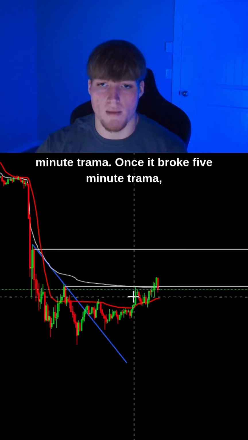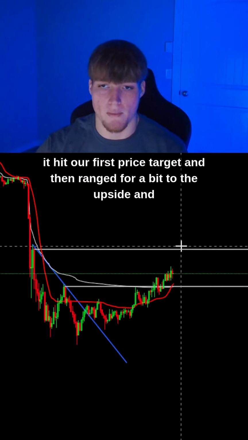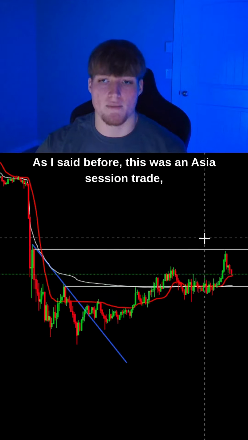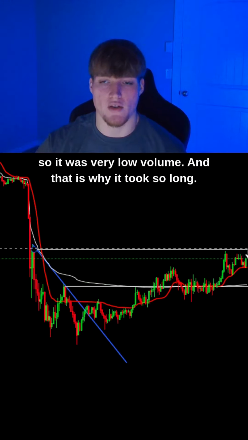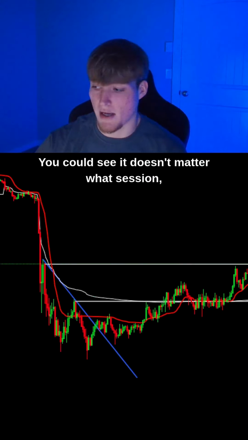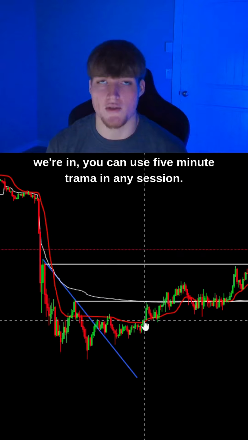Once it broke 5-minute trauma, it hit our first price target and then ranged for a bit to the upside and ended up taking out that second price target eventually. As I said before, this was an Asia session trade, so it was very low volume, and that is why it took so long. You can see it doesn't matter what session we're in, you can use 5-minute trauma in any session.